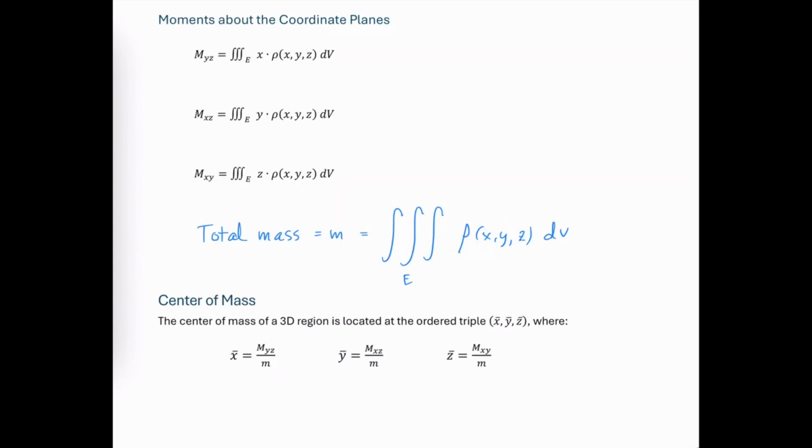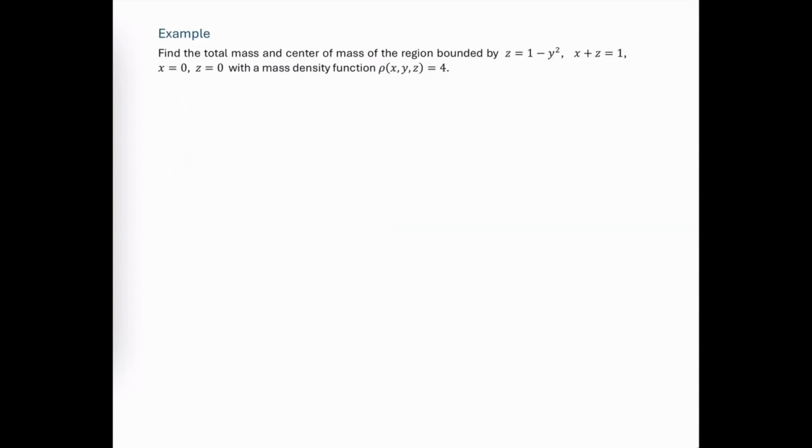Then in order to get the center of mass, we'll take each of these moments and then divide them through by that total mass to get the x, y, and z ordered triple that'll be the center of mass of the 3D object. So let's look at an example.